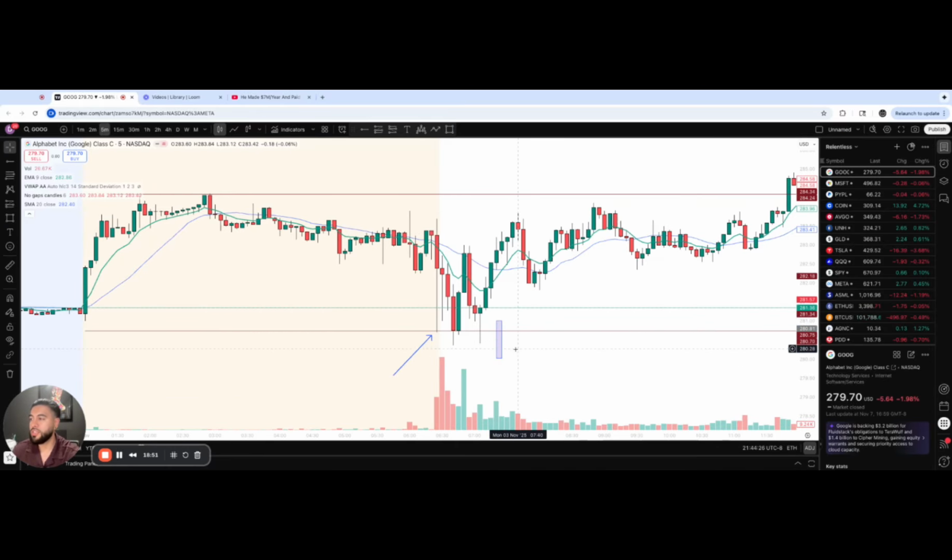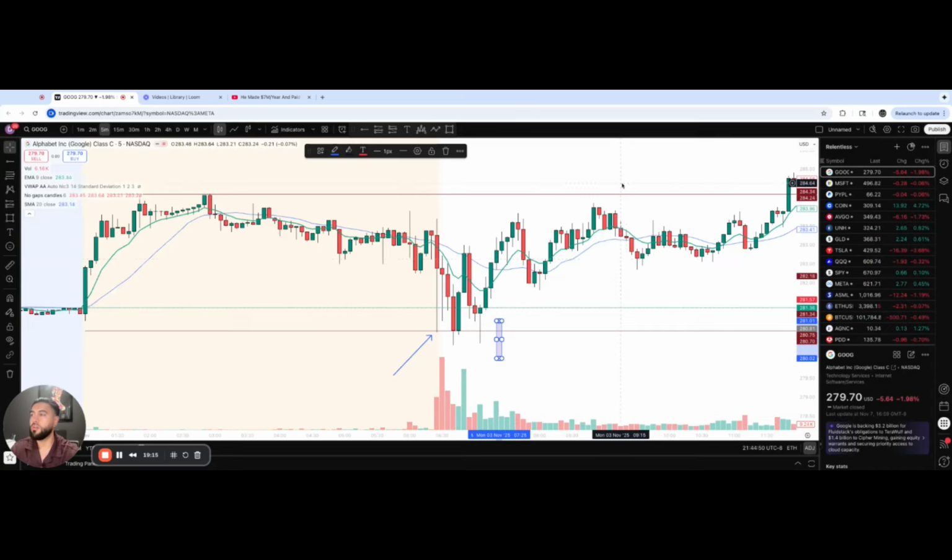We need it to close like this and then get a nice little retest of something like that, and we got to get that continuation down like this. Boom. That's what we want to physically look at for entering this trade, to enter at this candle in the middle. But it never closed. It never closed below that pre-market low.